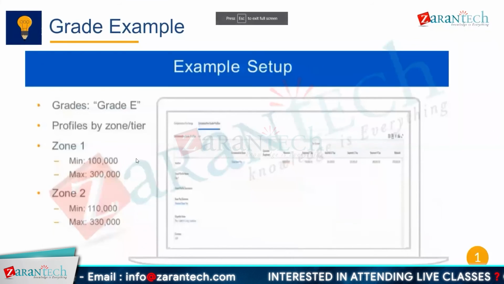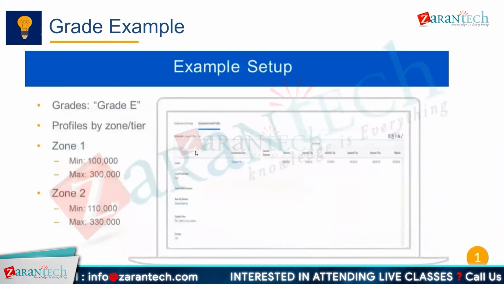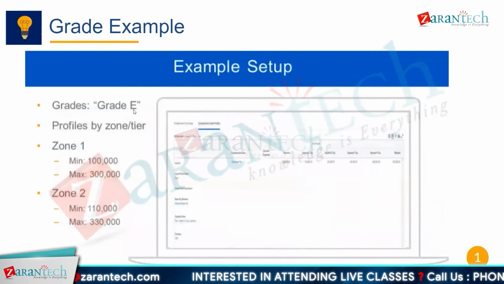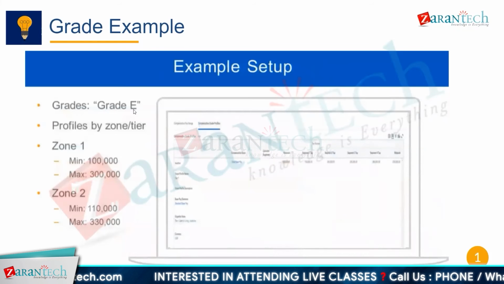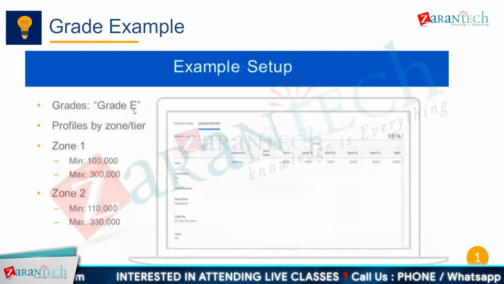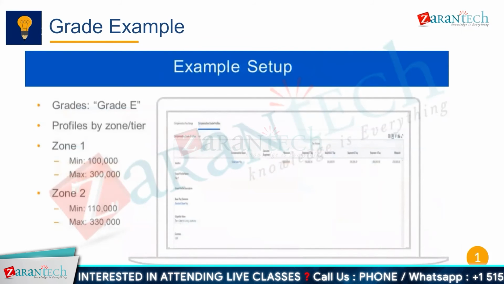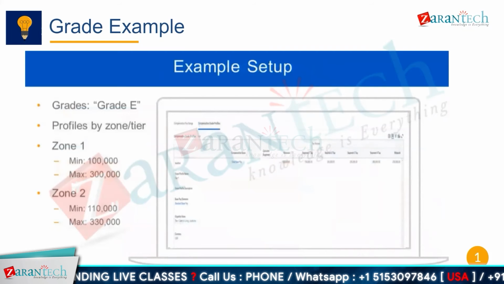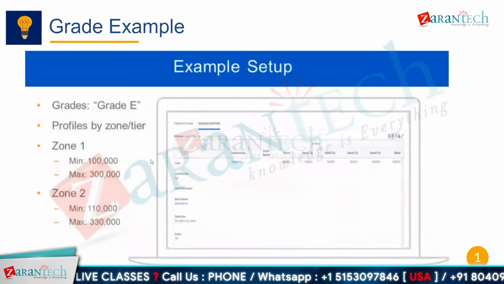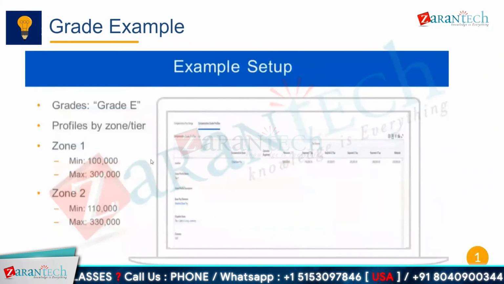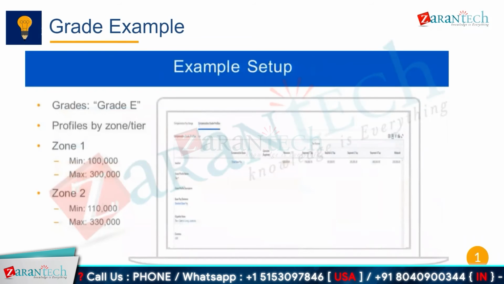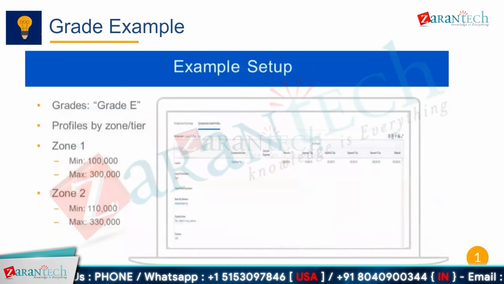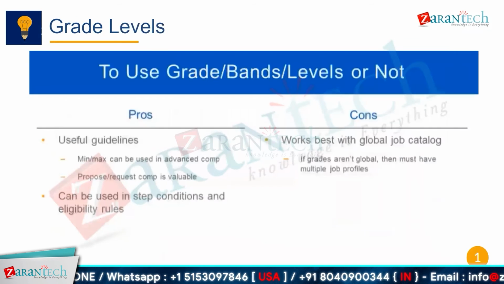So I think we got a little off track from our job profiles. Now we have seen how we can see our grades and grade profiles, compensation plans for different types of plans: salary, hourly, allowance, stock. And how do we club them together in a compensation package? That's a good question. Let me come back to you later on with this answer.